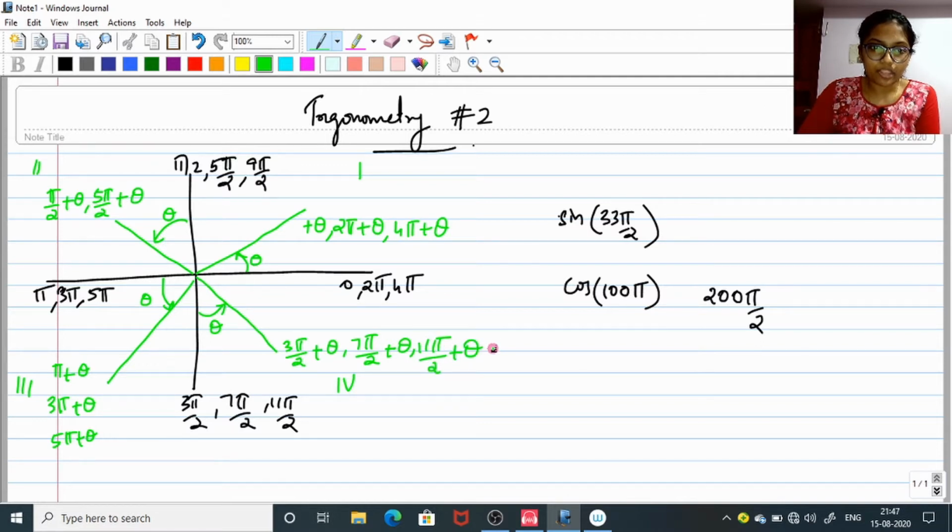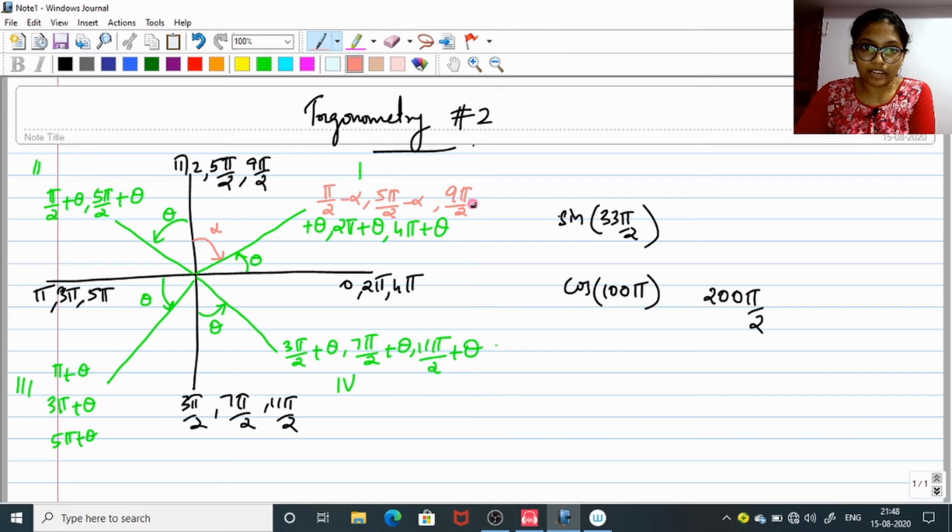You can even have first quadrant angles represented in terms of pi by 2, 5 pi by 2, etc. There, if this is your alpha, or this is 90 minus theta, measured from your vertical axis, then this arm can also be represented as pi by 2 minus alpha. Why? Because here the angle is measured in a clockwise direction. That is why we have a negative sign over here. Or 5 pi by 2 minus alpha, because 5 pi by 2 is this axis, and we put minus because we are taking alpha in a clockwise direction, or 9 pi by 2 minus alpha, etc.